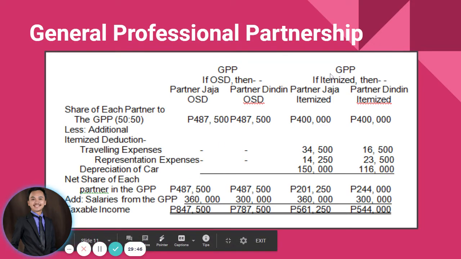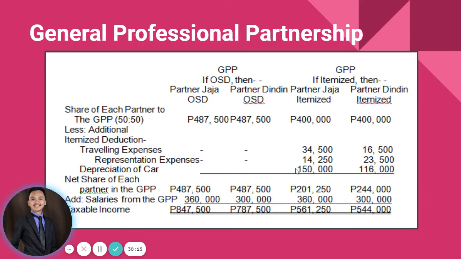So in this case, let's proceed. What if the partnership uses itemized? In this case, the unliquidated expenses can be claimed. Okay? Can be claimed. So from the share of the partnership net income of 400,000 each, you deduct the unliquidated expenses. Okay, we have traveling expenses of 34.5 and so on for Jaja and Dindin.